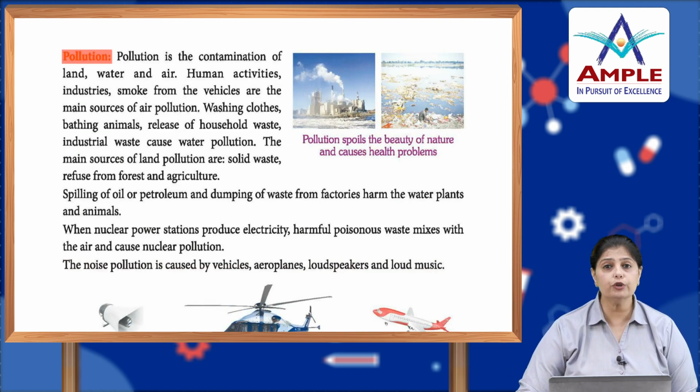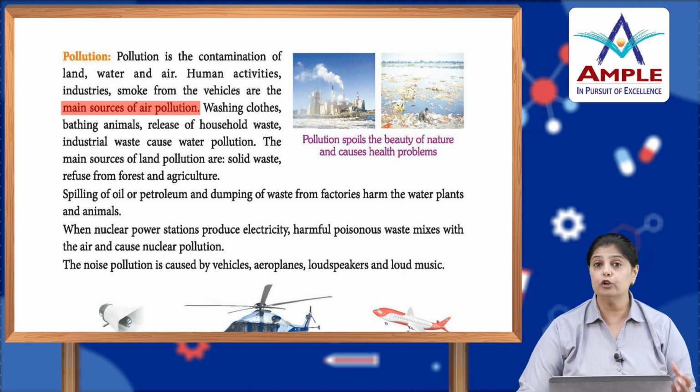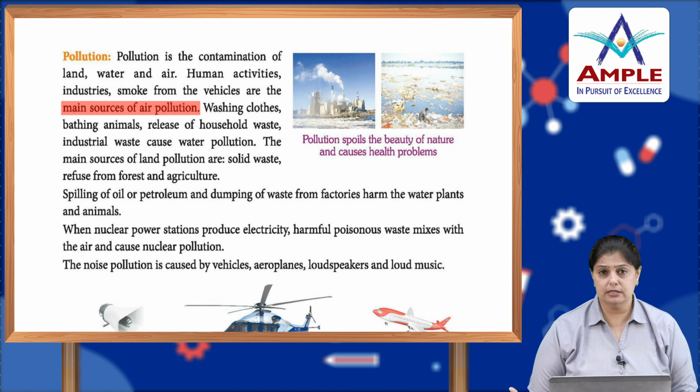So, pollution. What do you mean by pollution? Pollution is the contamination of land, water, and air. Human activities, industries, and smoke from vehicles are the main sources of pollution. Pollution means contamination, dirtying of land, water, and air. Now, how does this get dirty? Does nature do it? No. Who does it? Humans. Human activities, the industries being formed, the smoke coming from the industries and from the vehicles, are causing air pollution.